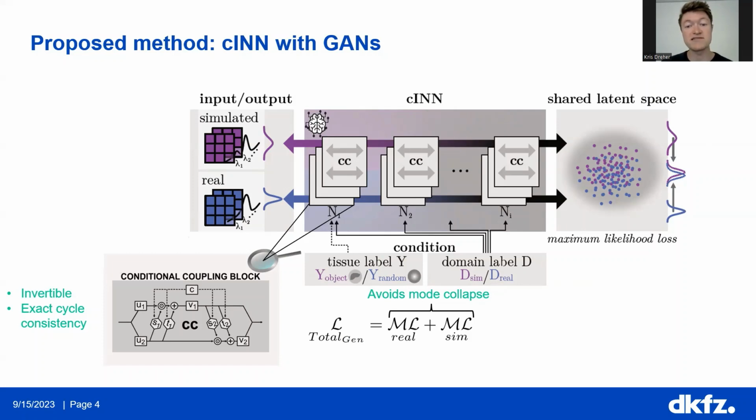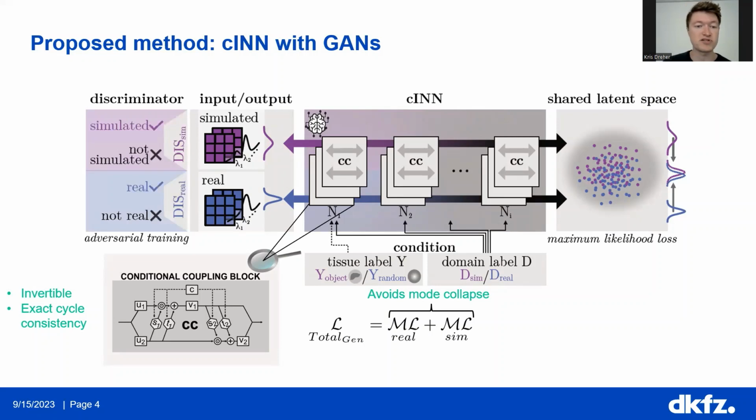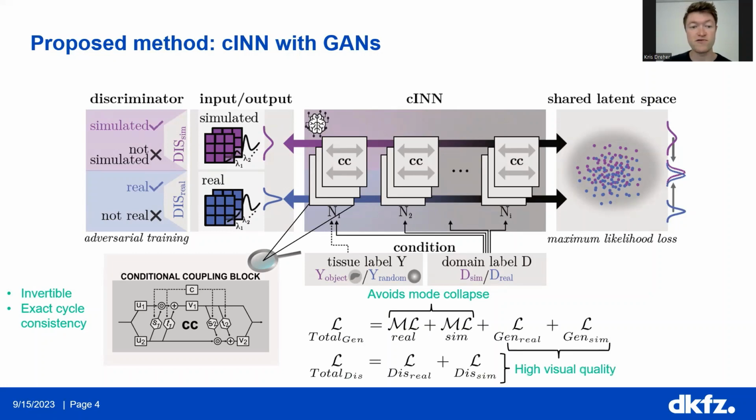In our case, the condition is the domain, simulation or real, as well as tissue labels for the simulations, where we have the ground truth, and a random tissue label for unlabeled real data. This way, a sample of each domain can be encoded to the shared Gaussian latent space on the right with their corresponding conditions. And here, the maximum likelihood training prevents mode collapse. We added also two discriminators, one for each domain, so that we can choose to add adversarial training to the loss function for high visual image quality.